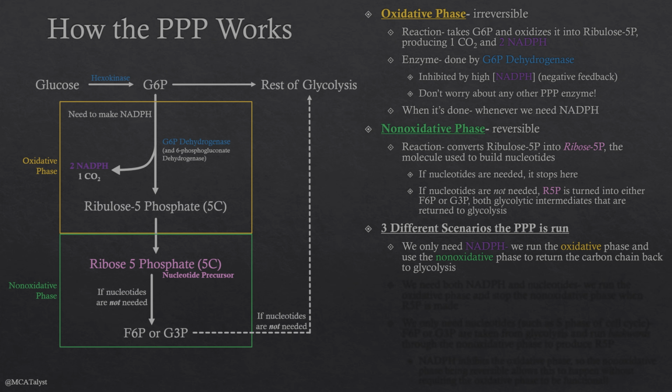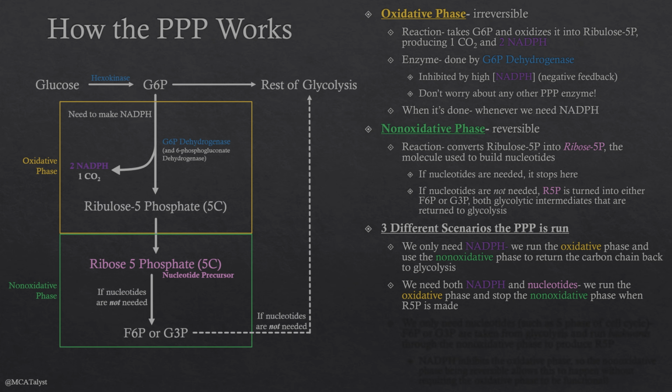In this scenario, we're basically just going to run the oxidative phase straight through, which of course is going to produce that NADPH that we might need for whatever reason, whether it's fatty acid synthesis or protection against ROS. And then we're basically just going to utilize the non-oxidative phase with the goal of forming F6P or G3P, those intermediates that can just go straight back into glycolysis. If we need NADPH and nucleotides, we need both, we're still going to run the oxidative phase in order to produce that NADPH. And then we're going to stop the non-oxidative phase right after we've made that ribose 5-phosphate.